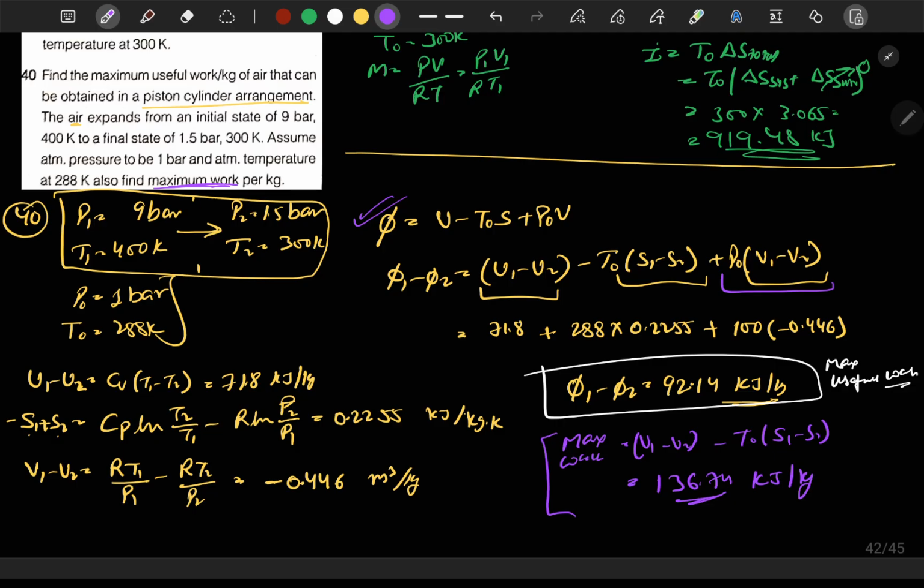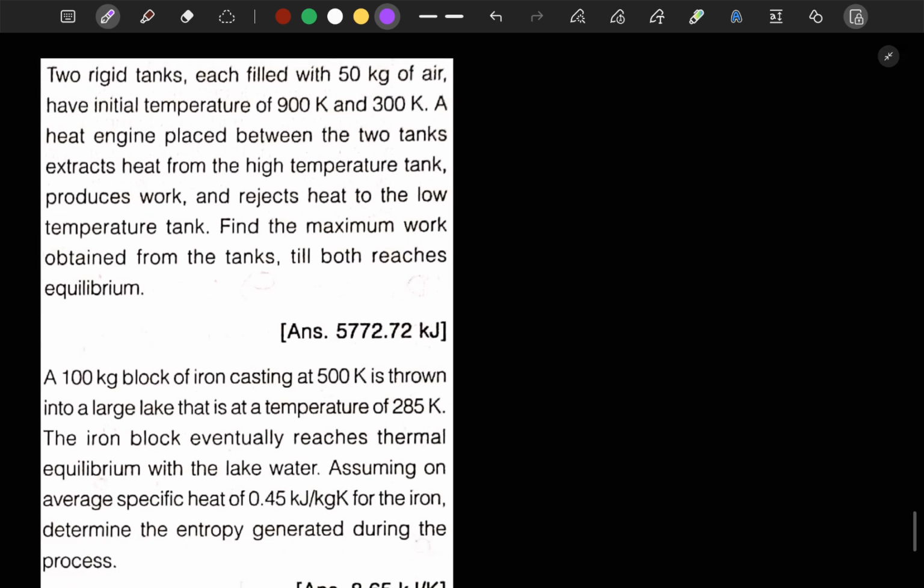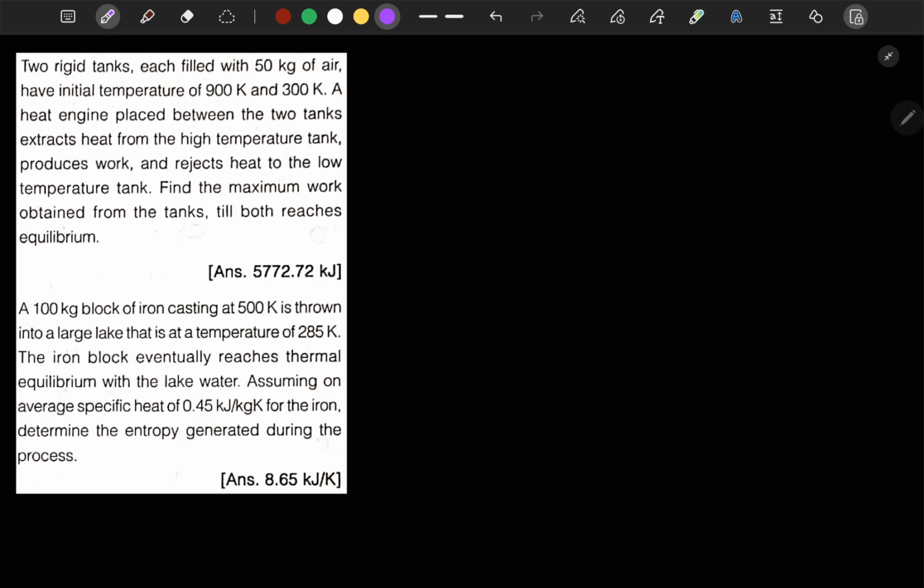Okay, so moving to the next question. Next we will be doing this question. Let's say this is question number 1. So, two rigid tanks, each filled with 50 kg of air, having initial temperatures of 900 Kelvin and 300 Kelvin.